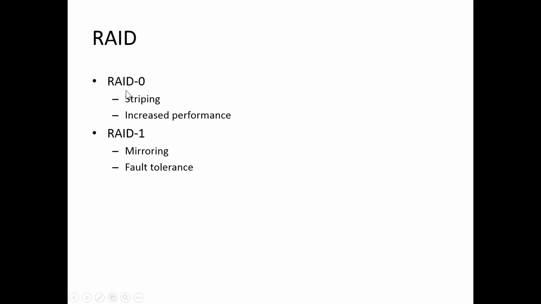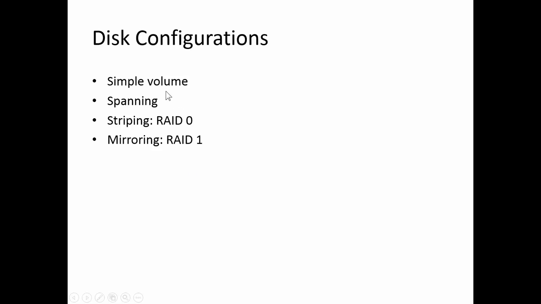So let's not confuse RAID level 0 with RAID level 1. RAID level 0 is called striping, and it allows the operating system to write to multiple hard disks simultaneously, and it increases performance, but it's not fault tolerance. RAID level 1 is mirroring, and it is fault tolerant but does not provide increased performance. So you can have a simple volume, a span volume, a stripe volume, or a mirrored volume.